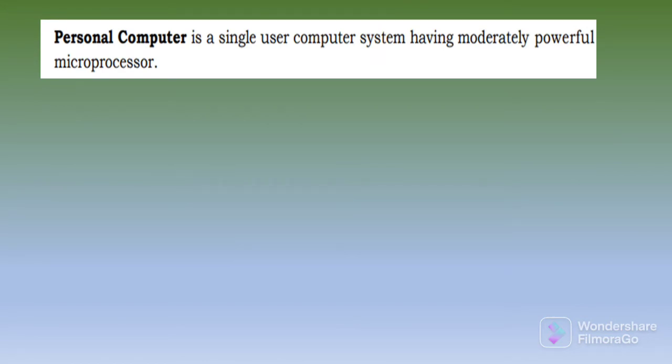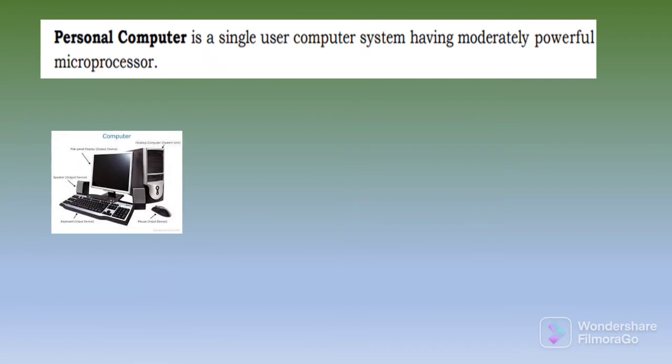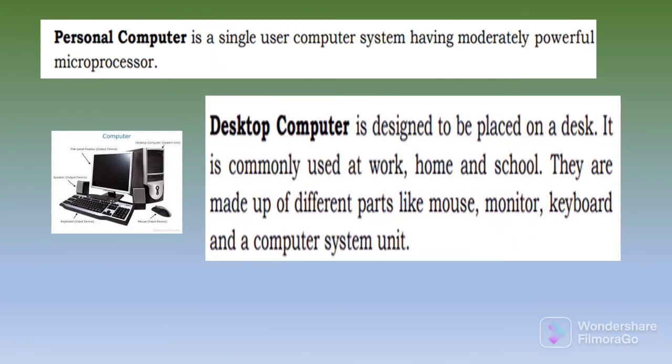Personal computer is a single-user computer system having a moderately powerful microprocessor. Here are some personal computers. Desktop computer is designed to be placed on a desk. It is commonly used at work, home, and school. They are made up of different parts like mouse, monitor, keyboard, and computer system unit.